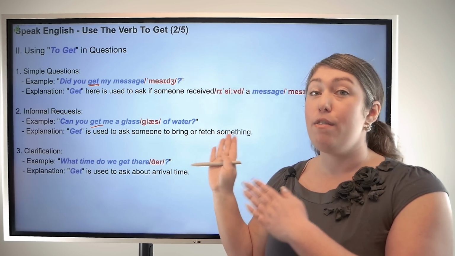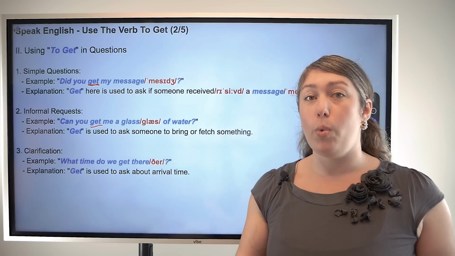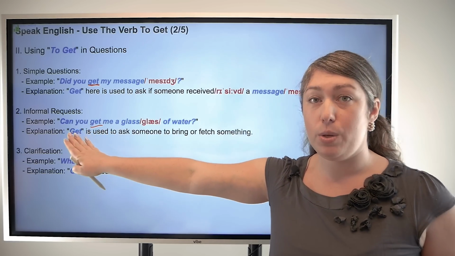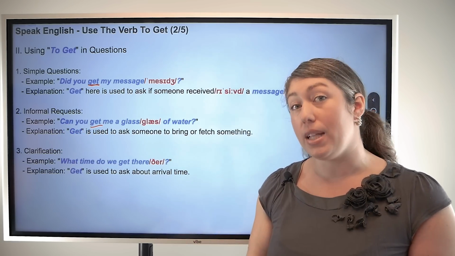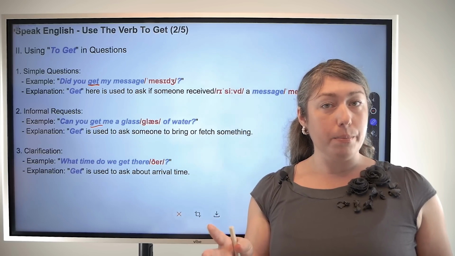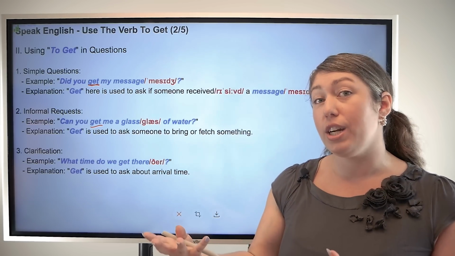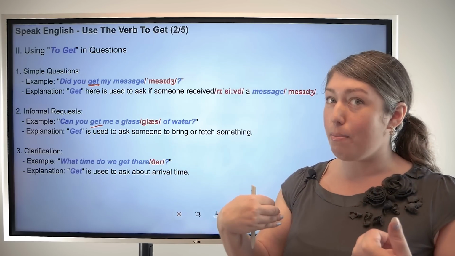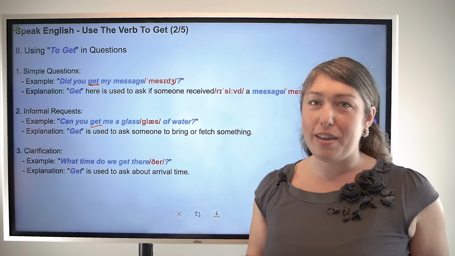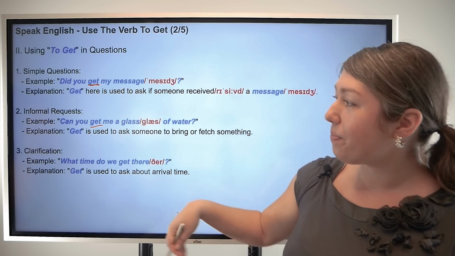Now, this is informal, and if you want to say this in a proper formal way, then you should say, could you get me a glass of water? Because typically we use can when we're referring to ability, not asking for a favor. So if you're in a more formal setting, and perhaps you're speaking with your boss or your professor and you're asking for them to get you something, then you would use could. But if you're just talking to your friends and your family at home, it's appropriate to say, can you get me a glass of water?